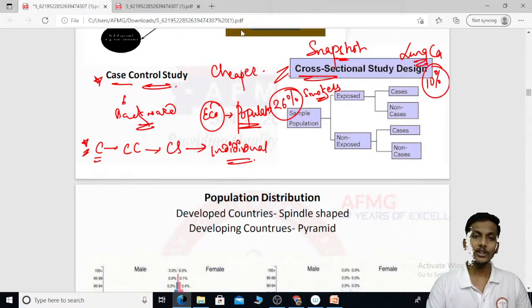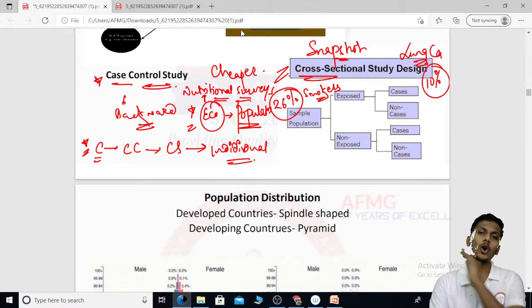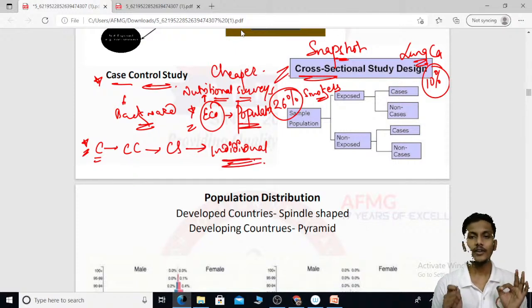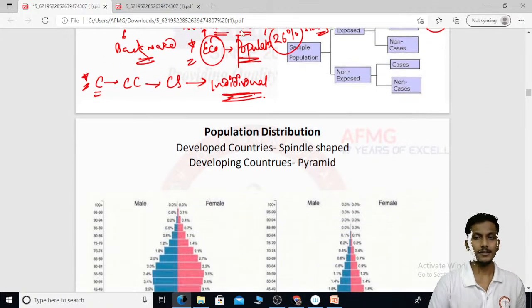Please remember. And ecological study is used for what? Ecological study would be used for nutritional surveys, right? So ecological study is usually used for assessing nutritional surveys, and the unit of study in ecological is population, whereas in all the rest three, that is cohort, case control and cross-sectional, it is the individual who is the unit of study. Important one, yaad rakhna. Okay, these questions have been asked.